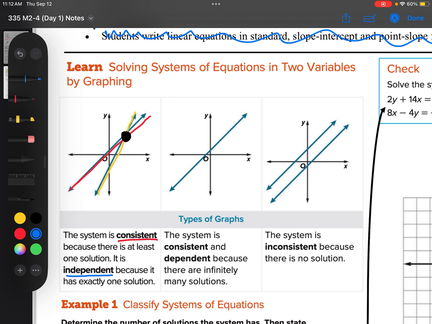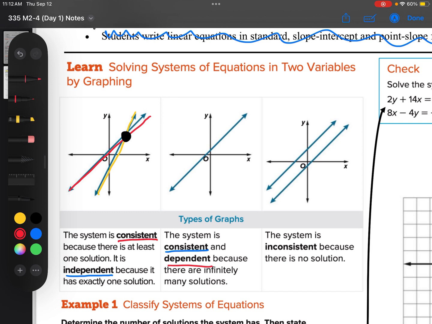The system on the next one. Technically here, you have two lines, okay? You can only see one because it's exactly the same line. So if they're exactly the same line, they're going to be consistent because they are consistent with one another. The same thing is true as long as there's an answer. If there's an answer or the lines intersect, it's consistent. These lines are dependent because they are the same. They're dependent on each other.